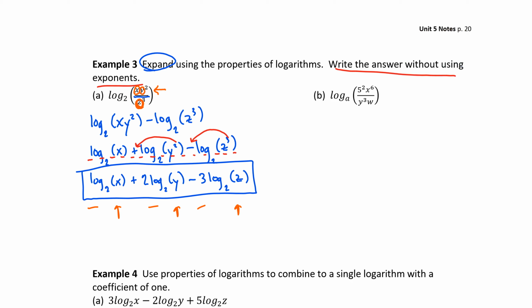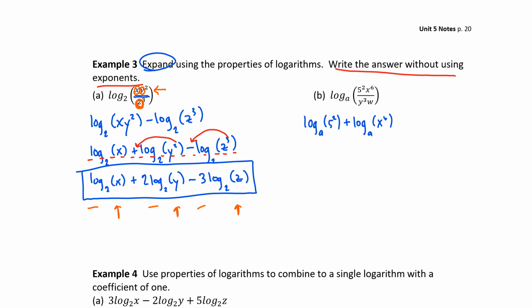We have log base A of 5 squared x to the 6th divided by y cubed times w. So we're going to expand this a little more efficiently now that the rules are more familiar. We know that each individual factor in the argument is going to get its own logarithm. If the factor comes from the numerator, we're going to give it a positive logarithm. And if the factor comes from the denominator, we will give it a negative logarithm. It's going to look something like this. Log base A of 5 squared plus log base A of x to the 6th.